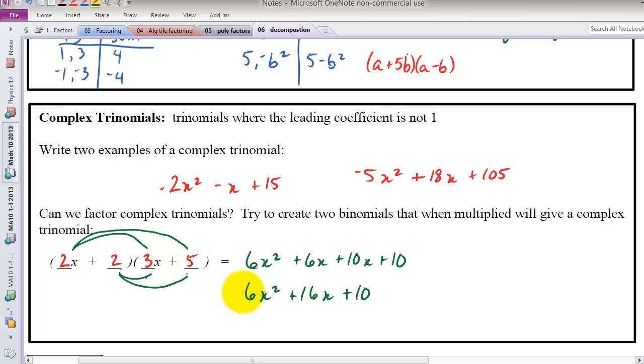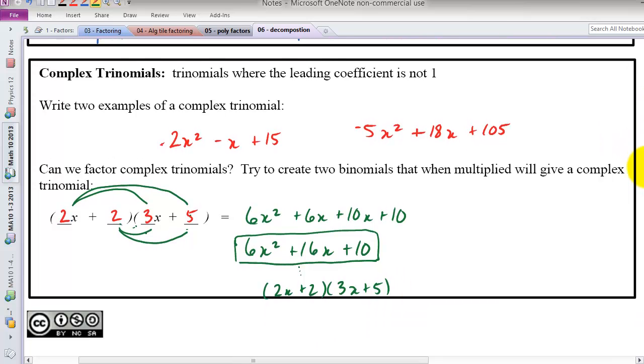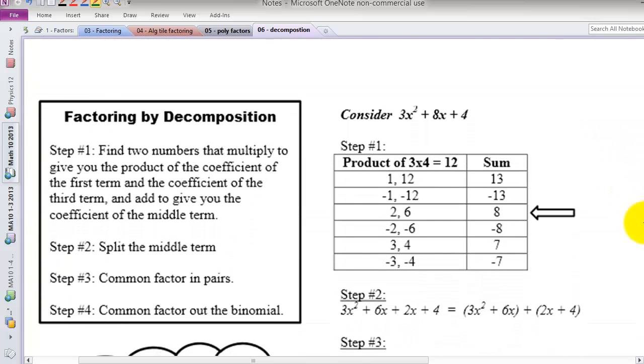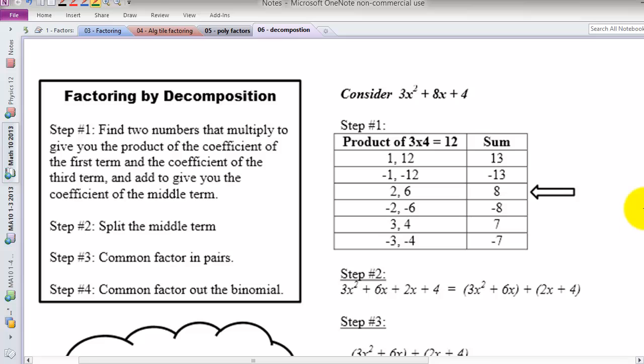Okay, so I know for sure, if I was asked the question, can I factor this complex trinomial? I know for sure it can, because I know it starts off as this. If I knew how to factor it, I'd end up with (2x plus 2) multiplied by (3x plus 5). So yes, it's possible. So the next thing we want to do is think about how could we do that. And there's sort of a recipe or a step thing that we can use here. It's called factoring by decomposition. It's made up of 4 different steps.